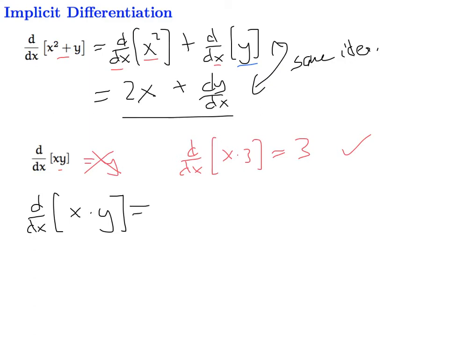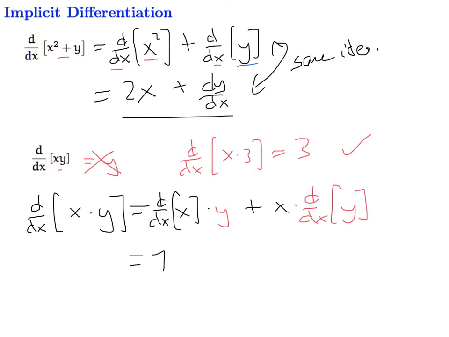Remember that the product theorem says we take the derivative of our first function, x, times the second function left alone, and we add to this the first function as it is, multiplied by the derivative of the second function. So in this case, the derivative of x with respect to x is 1 times y, plus x times dy over dx. We can't do anything more here because we don't know what this function is. It's a mystery function, but it'll just be dy over dx.